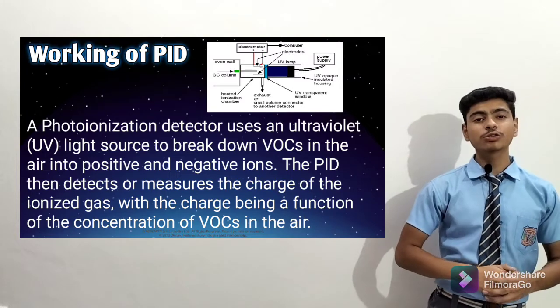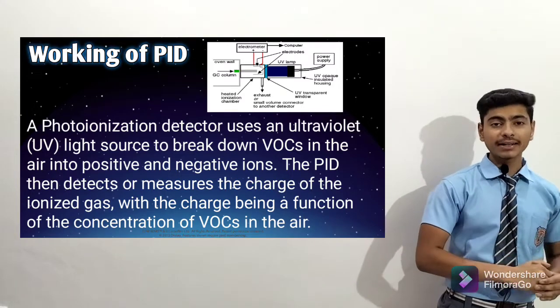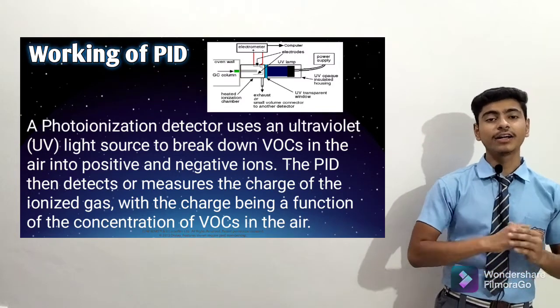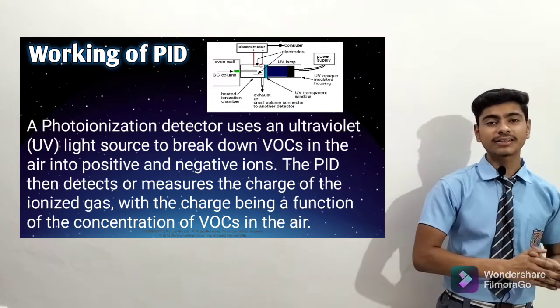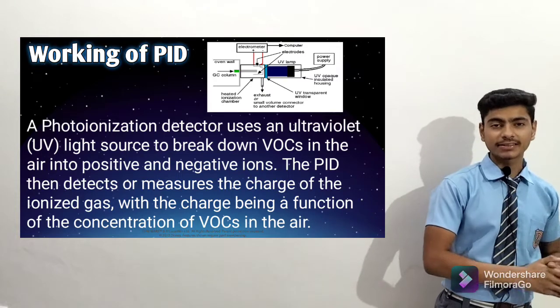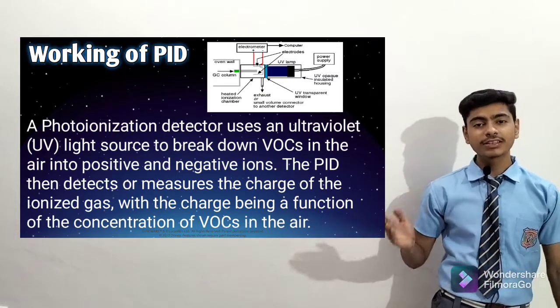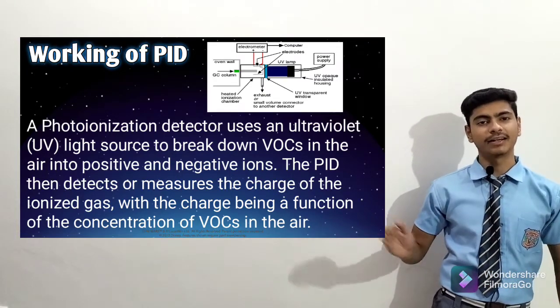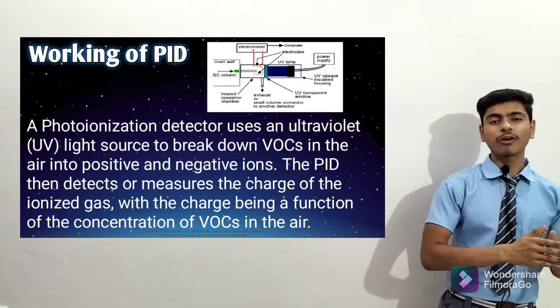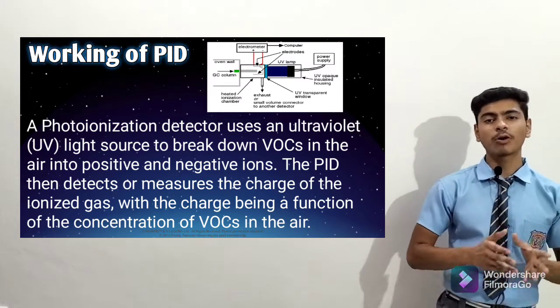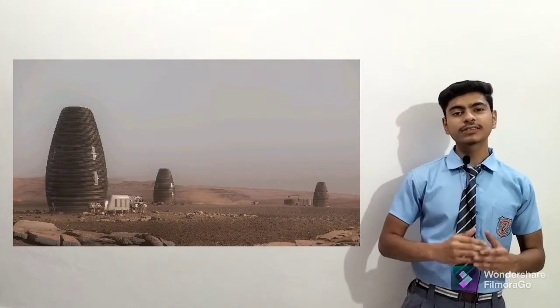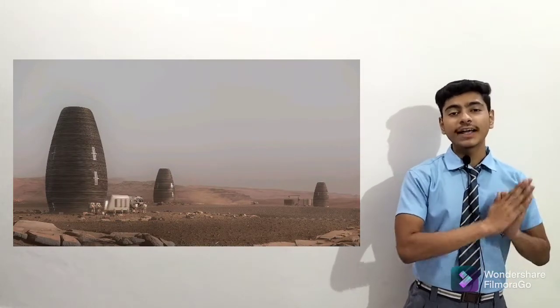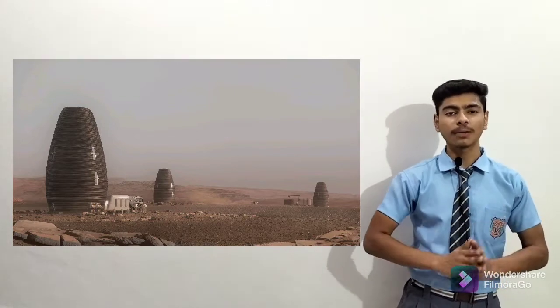Generally, a PID uses UV light to break down the compounds in the air into negative and positive ions. This instrument detects and measures that ionized gas and tells us which gas is present. If we find different gases or compounds which are associated with life, then we will move closer to evidence of ancient habitat on Mars.